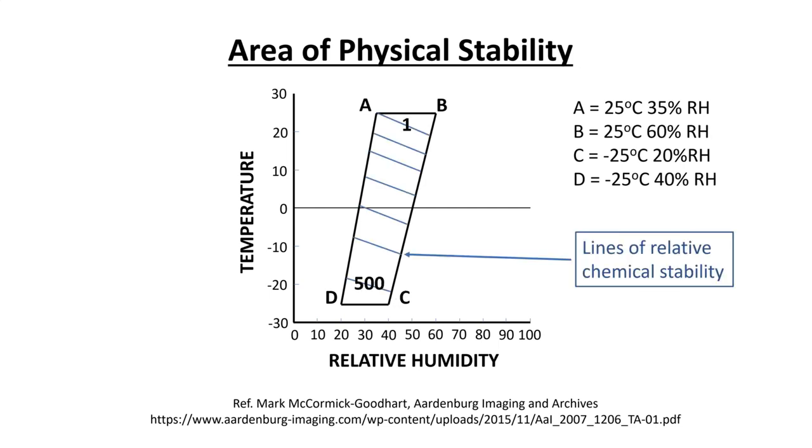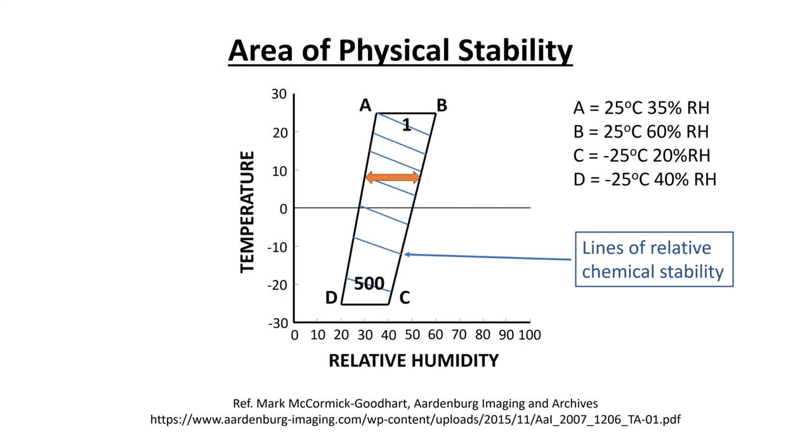Within this physically safe area, there are greatly varying degrees of chemical stability, as you can see. Damage which may take 1 year to reach a set point in the line marked 1 is estimated to take 500 years in the conditions represented by the line marked 500 at the bottom.